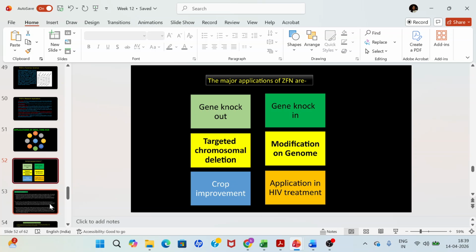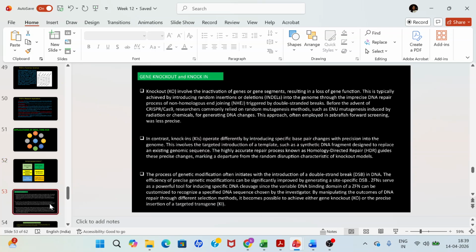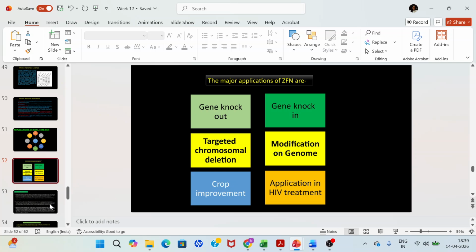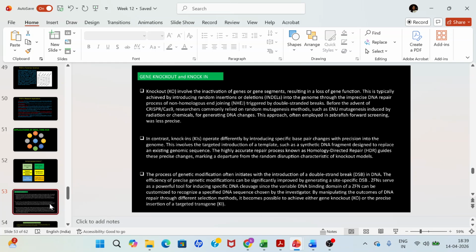Major application, then we have another thing, that is the zinc finger. I showed 2 minutes of it. So zinc finger nucleases are there, which help in gene knockout or gene knock-in, depending upon their ability. They can also be exploited, which is again one of the very major applications, we can say, from molecular biology. So it can cause targeted chromosomal deletion. They can modify the genome. They help in crop improvement, application in HIV treatment. Gene knockout or gene knock-in.